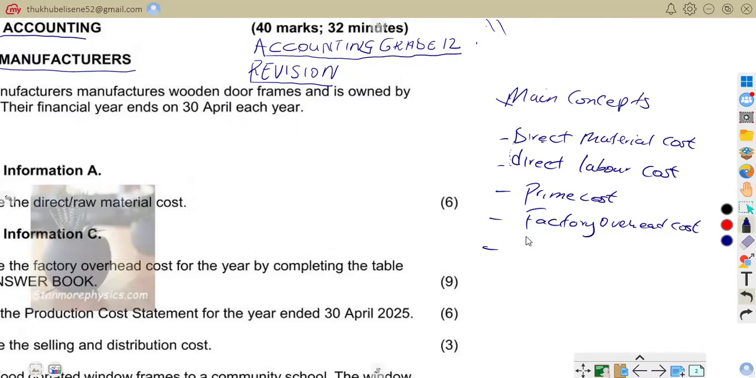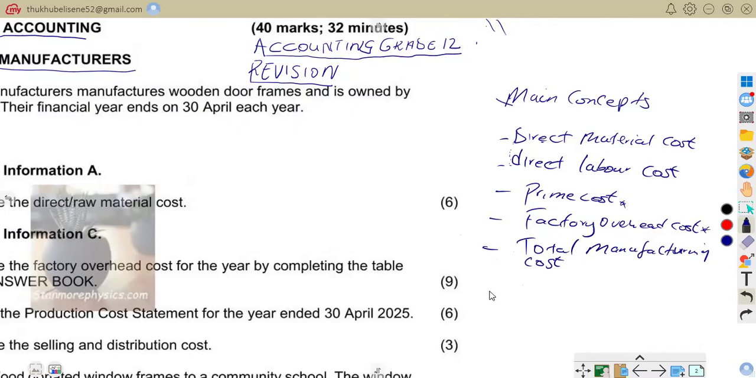Then we have total manufacturing cost. With total manufacturing cost, that is the total cost of producing goods. Meaning to say total manufacturing cost is equal to prime cost plus factory overheads. So that is that.